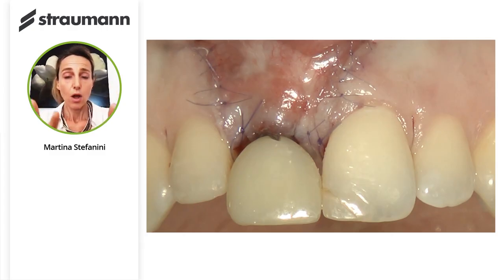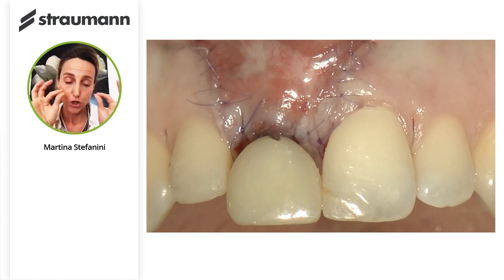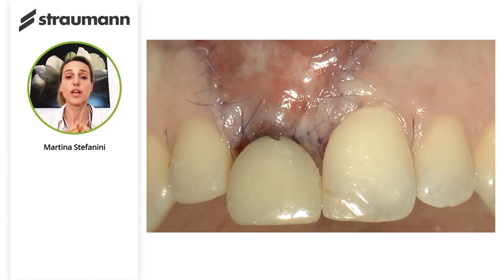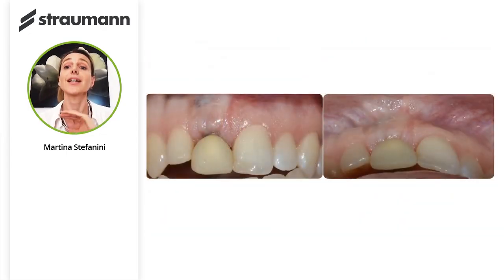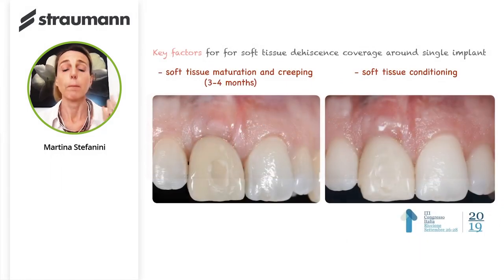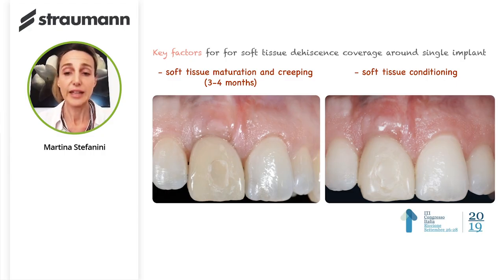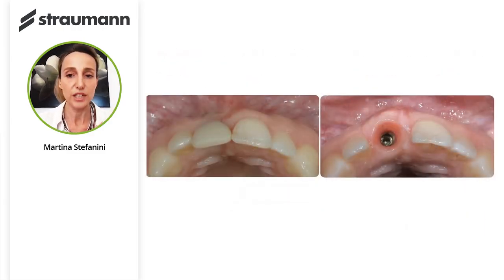At the end of the surgical procedure, we place a short provisional restoration, which is not in touch with the soft tissue, because we have to wait for an undisturbed maturation period. The soft tissue maturation period will last 3 or 4 months, and then we can start with the soft tissue conditioning, so another prosthetic phase of this combined surgical procedure.